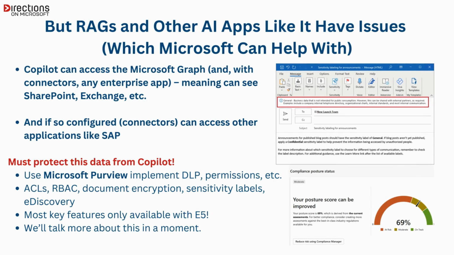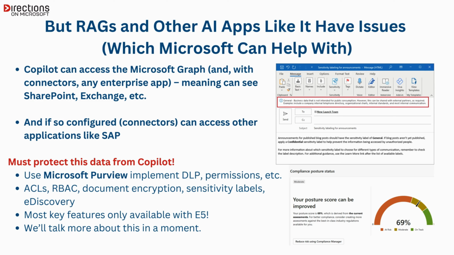Now there are issues. Let's say HR has a SharePoint site and one HR professional uploads some salary data to a document on that site. Even if nobody else knows about that document, Copilot can find it right away. So Copilot can access that Microsoft Graph. It can see all the SharePoint and Word documents and PowerPoints and so forth. And with the pre-configured connectors we talked about a few minutes ago, it can access other applications like SAP.